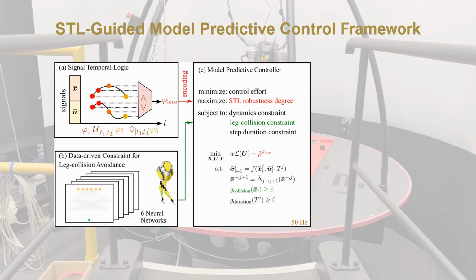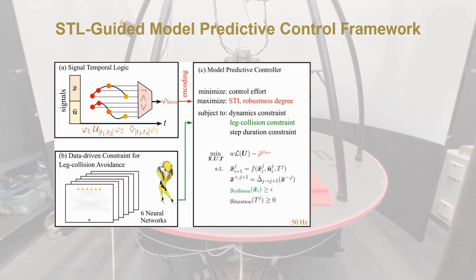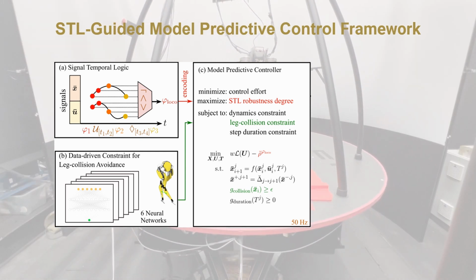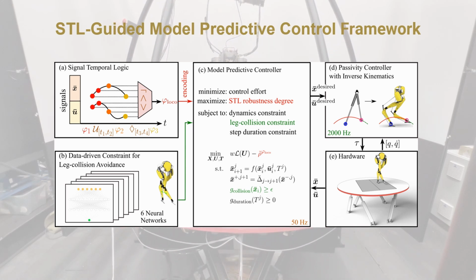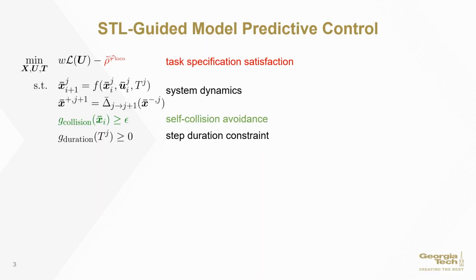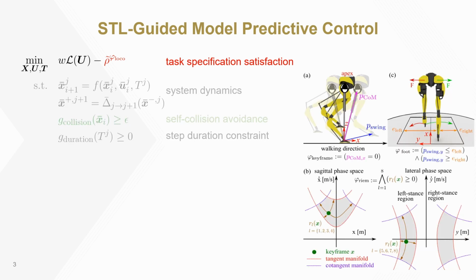The MPC runs online at 50 Hz. In the low level, a passivity-based controller with inverse kinematics functions tracks the desired trajectory from the MPC. We formulate an optimization problem to achieve two goals. First, it maximizes the satisfaction of the task specification.